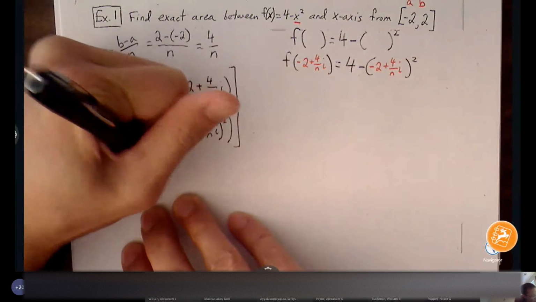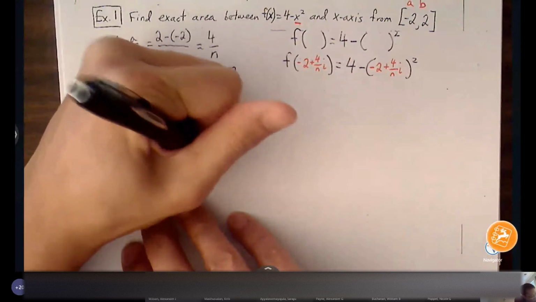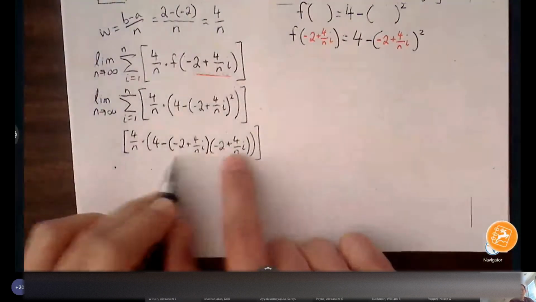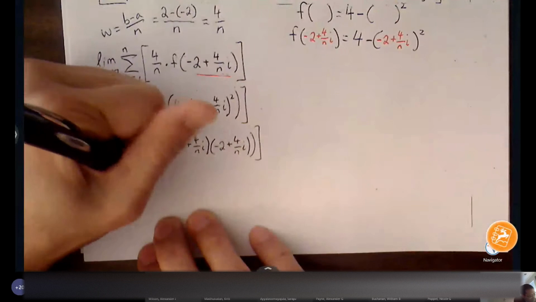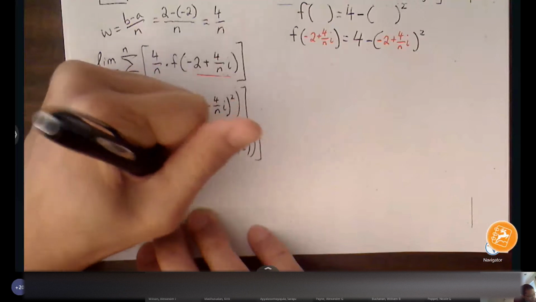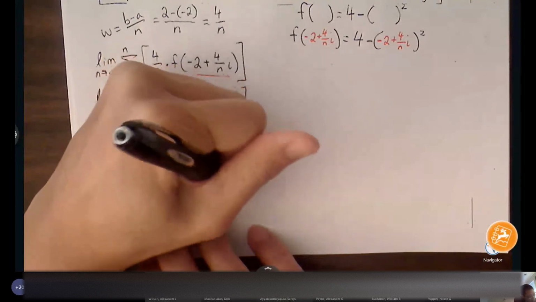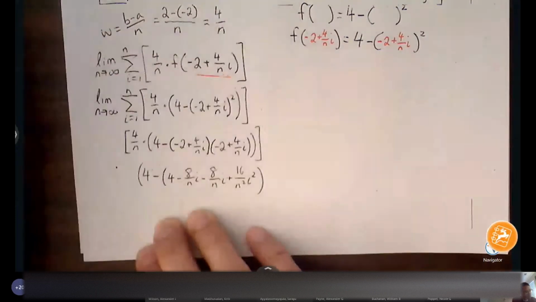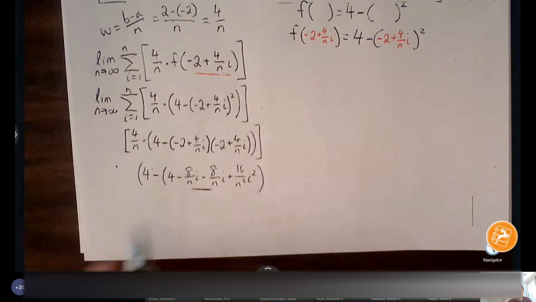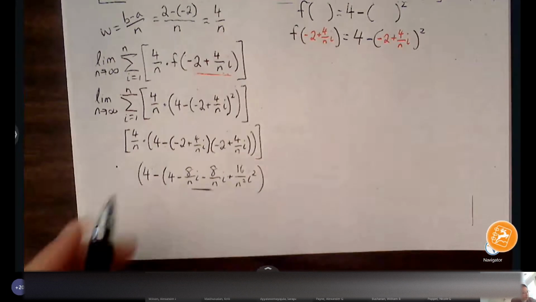Okay, so I'm going to spend the time to FOIL my parentheses out first. FOIL this out. So I get 4, combine some like terms here in the middle. And while I'm combining like terms, I'm also going to go ahead and distribute the negative through. So I'm going to change the sign of everything inside.